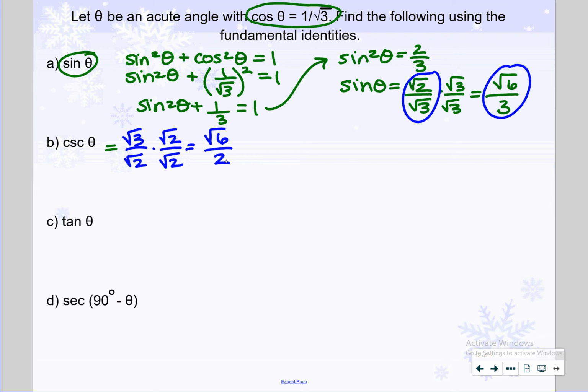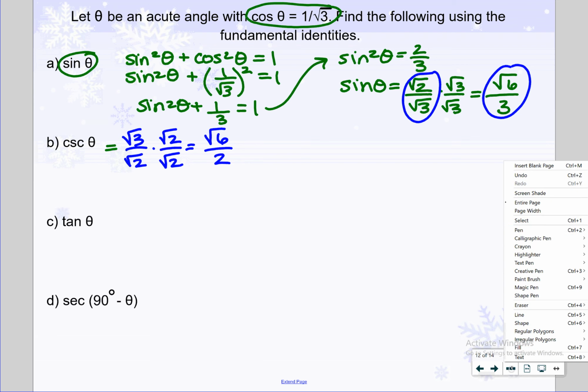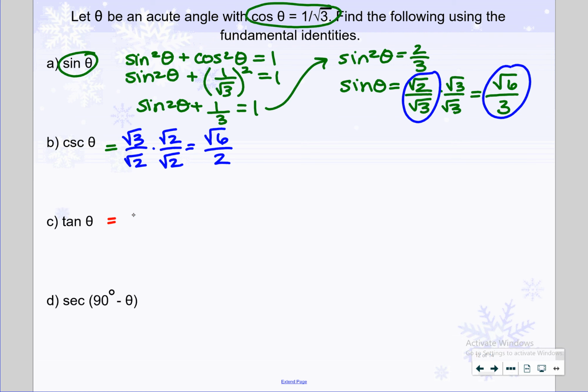Okay, so now I have cosine, sine, and cosecant. I want to find tangent. Okay, well, we used a reciprocal identity. We used a quotient identity. Or what else do we use? A Pythagorean identity. Let's use a quotient identity because we haven't used that yet. Quotient identities, if I want to find tangent, I would do sine over cosine. Okay, and we have sine and we have cosine. So let's plug them in. Sine is rad 6 over 3, and cosine is rad 6 over 2.